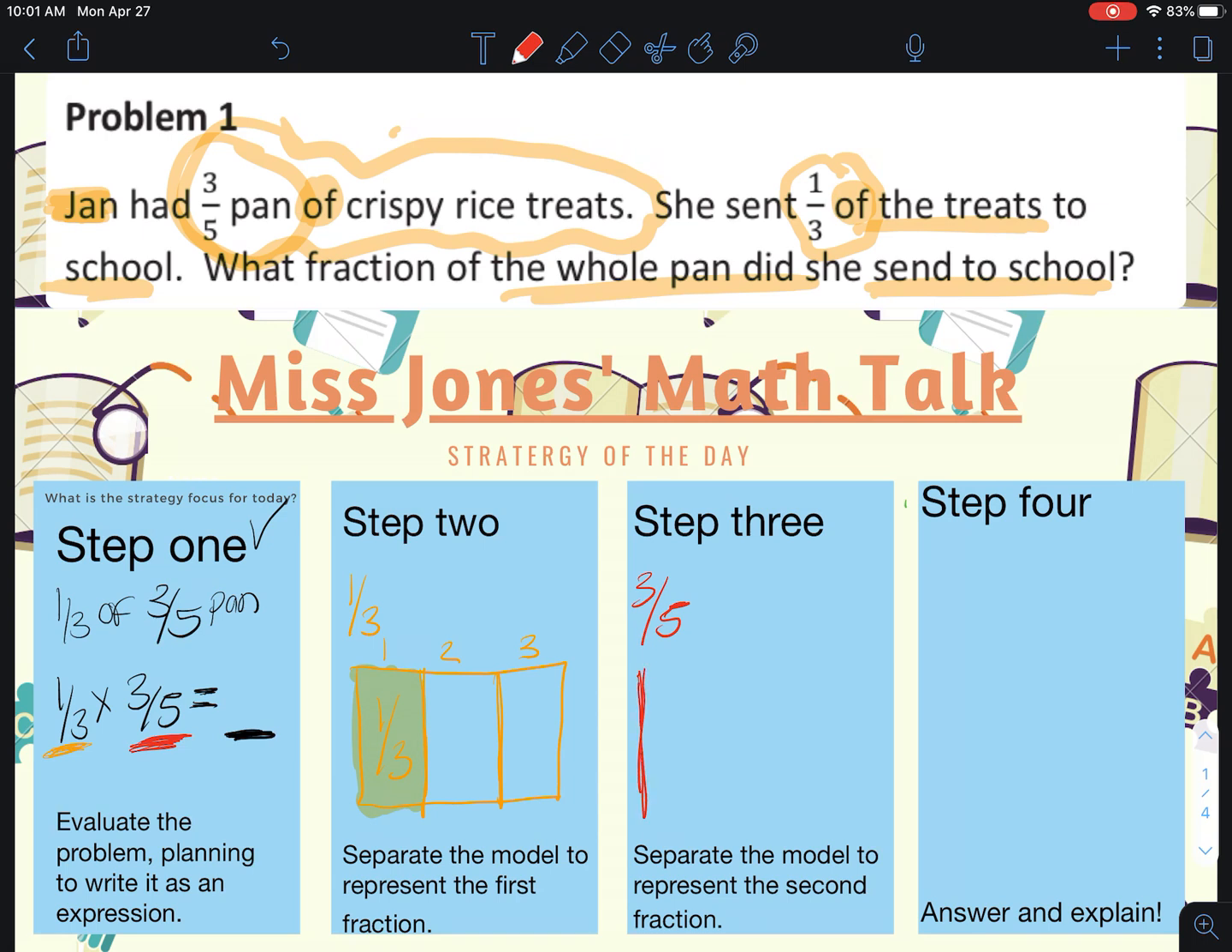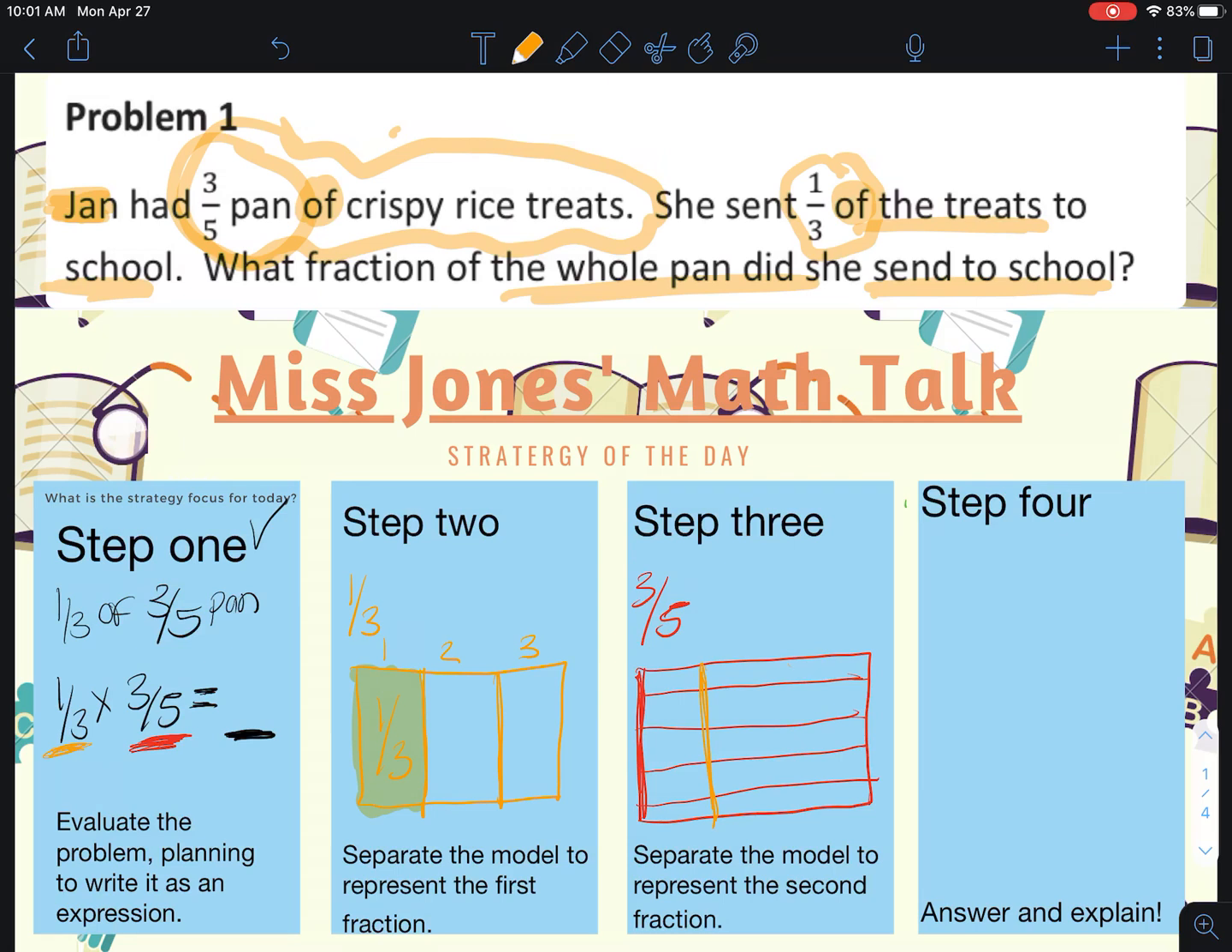But when I draw my model to represent 3/5, I want to add it to my model that already represents 1/3. So I'm going to draw my 1, 2, 3, 4 lines so I can separate 5 sections. But I need to add it to my model that already represents 1/3.